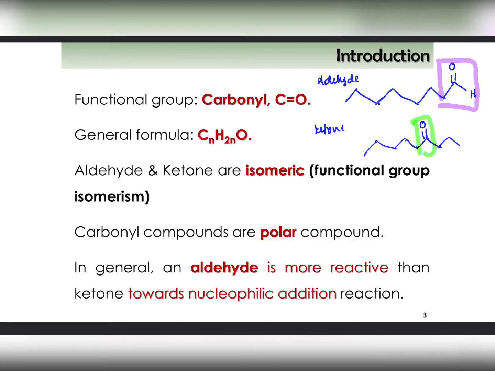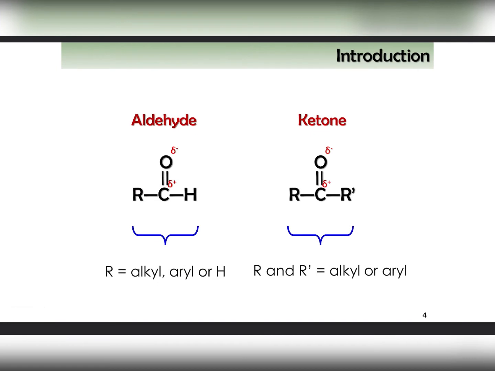Untuk carbonyl compound, they are both polar compound, okay, because of the different electronegativity at C dengan O. And in general, aldehyde is more reactive than ketone towards nucleophilic addition. So nanti kita akan tengok. And for these two structure, aldehyde and ketone, both ada C double bond O, and you can see that dekat carbon partially positive and dekat bahagian oxygen tu partially negative. So means electron are drawn towards the oxygen.